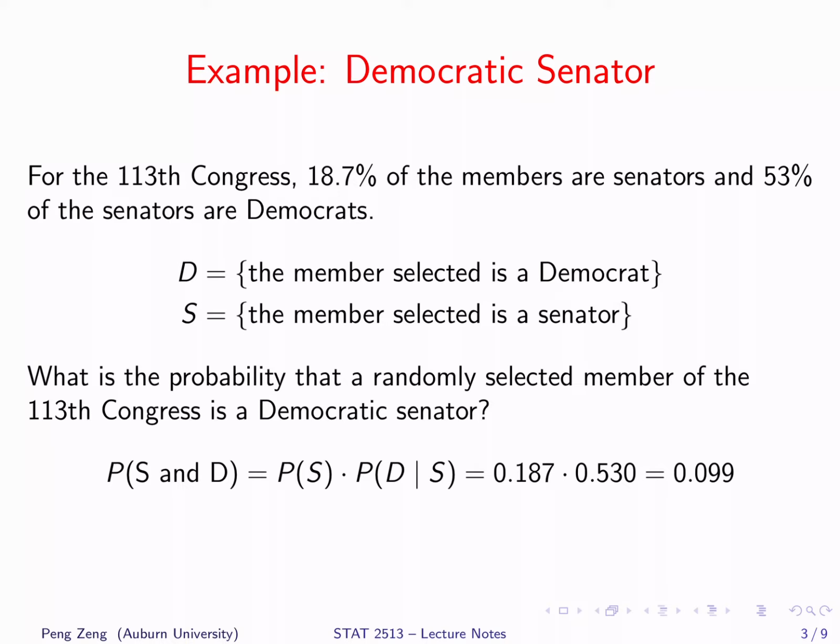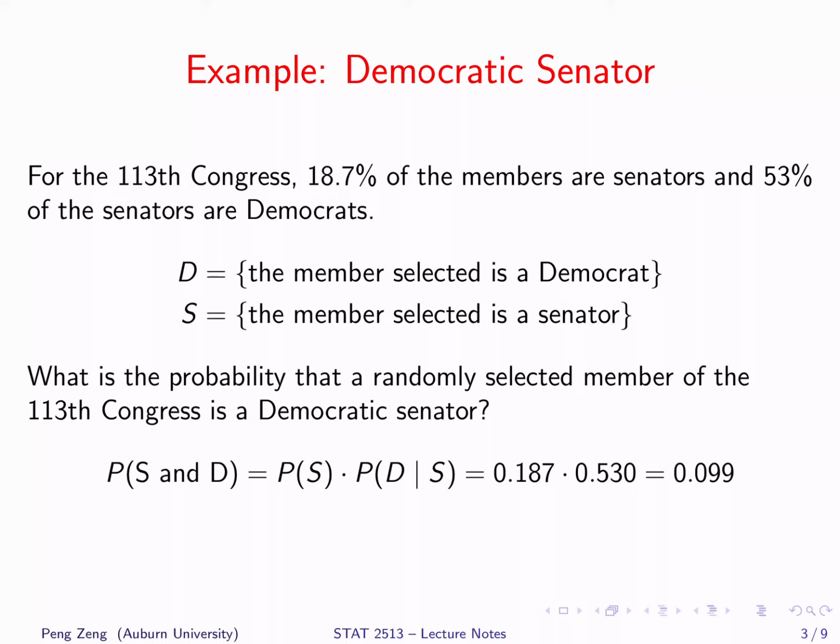It is easy to get confused. Why is one probability unconditional and one conditional? When we say 18.7% of the members are senators, this 18.7% means the proportion of senators out of all Congress members. However, when we say 53% of the senators are Democrats, we limit the members to senators. This 53% is the proportion of Democratic senators out of all senators.